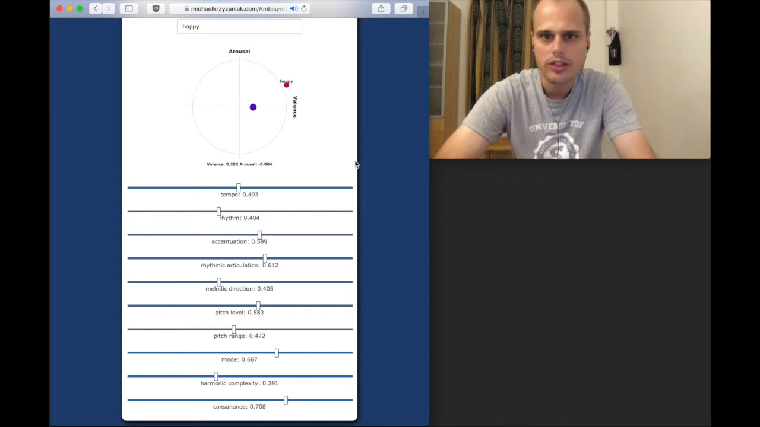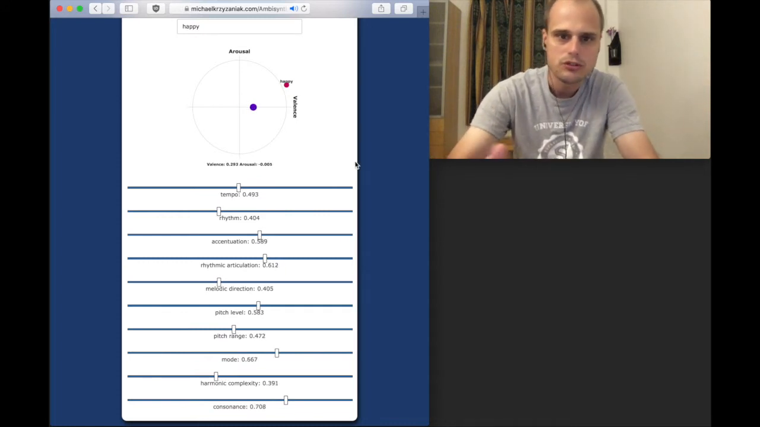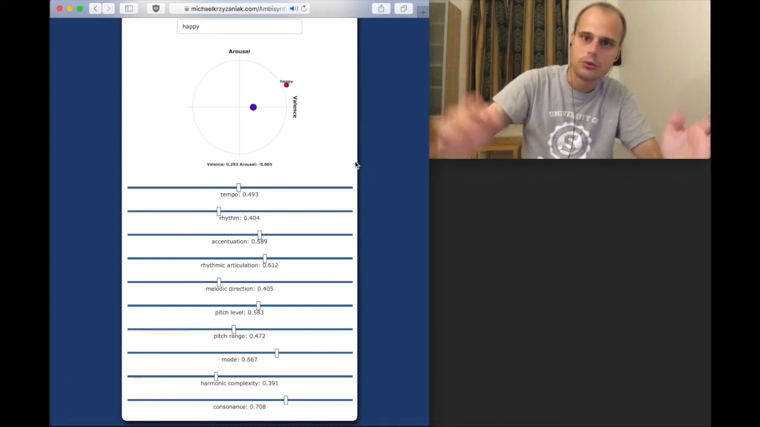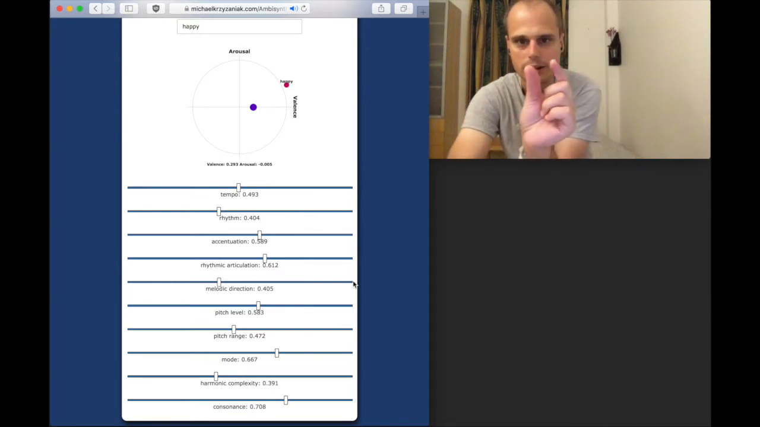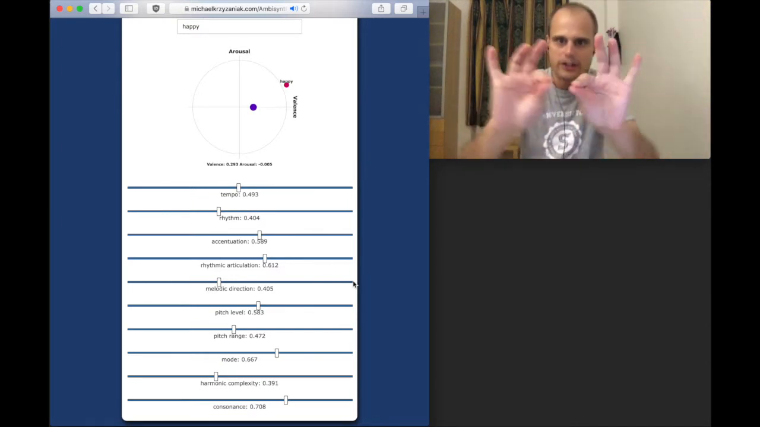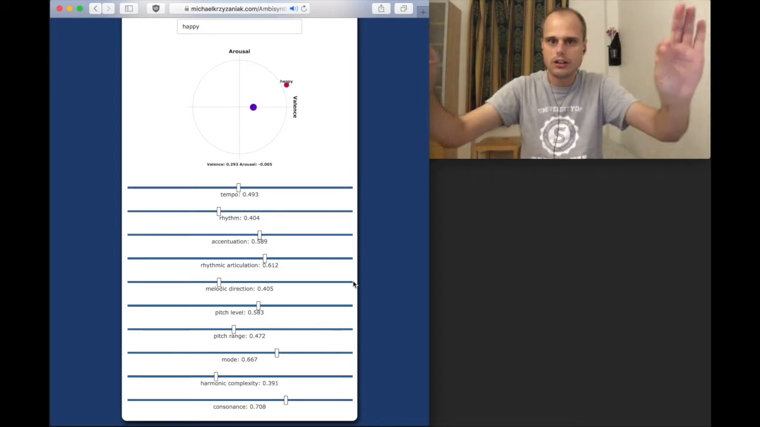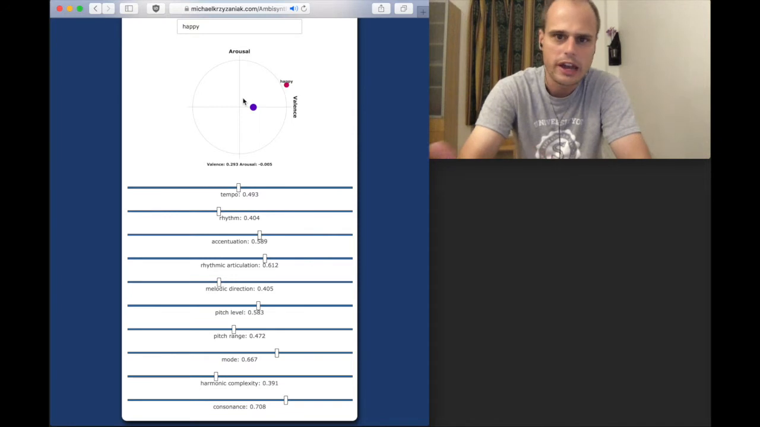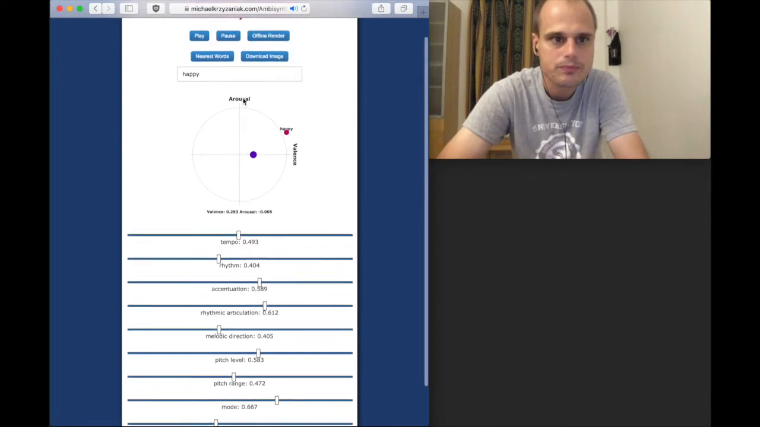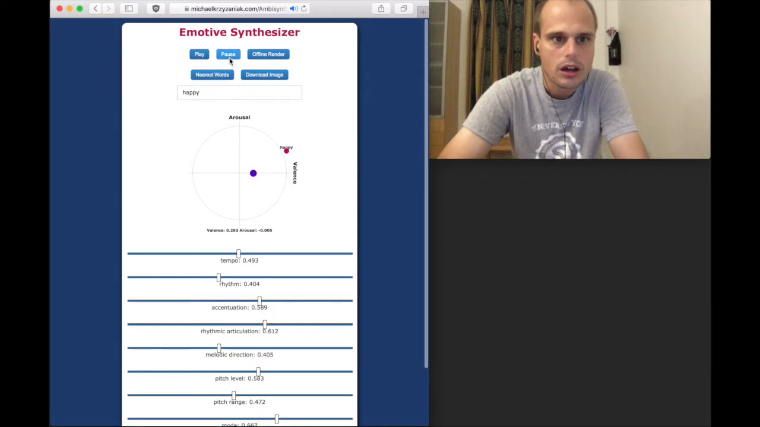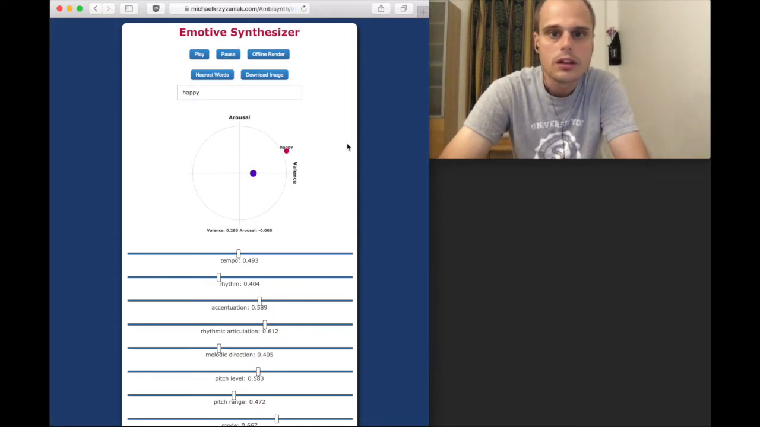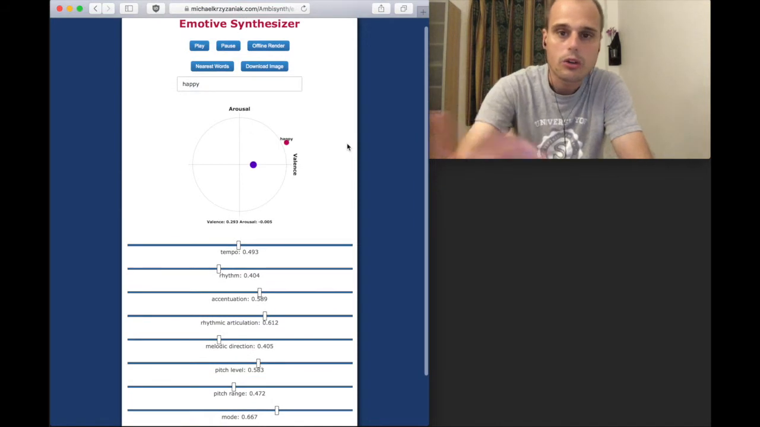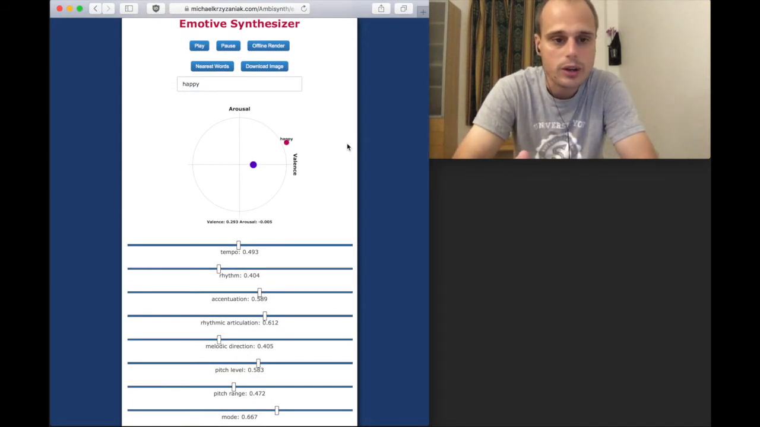So I think one thing that might help would be just to rescale the ranges so that that little bit in the middle of that slider gets stretched out to fill the whole slider. And that might help make a greater distinction between the different emotional values. But that's where I am at the moment. That's what I've done. That's what I have.